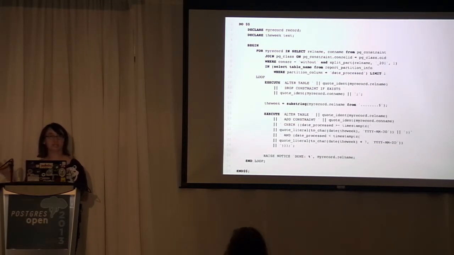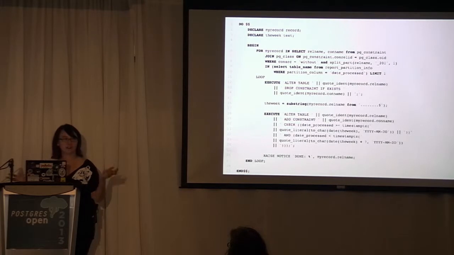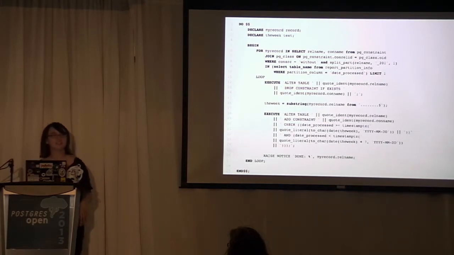So this was some code that I shared with some friends of mine as I was trying to figure out how I was going to fix this. And anybody want to guess what some of the problems are with changing check constraints? Yell it out. Yeah, locks, right? And specifically deadlocks.